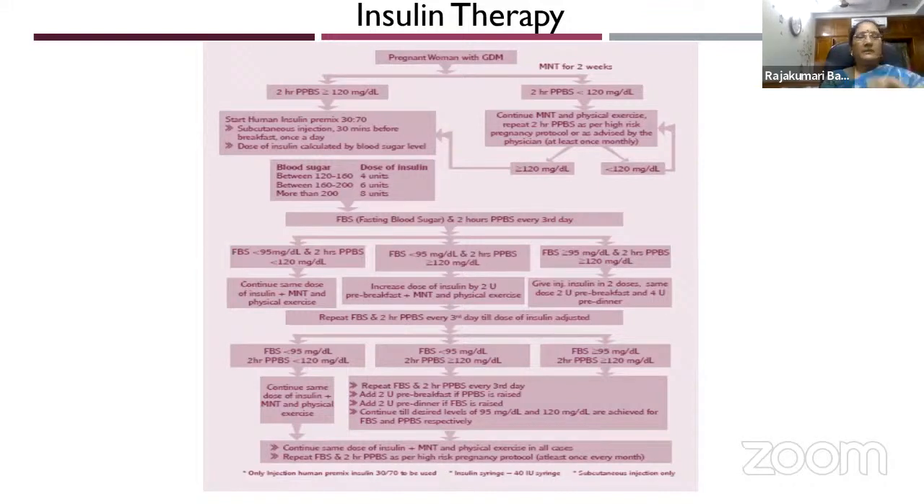If the FBS is high, then we have to increase the dinner dose. If the PPBS is high, we have to increase the pre-breakfast dose. After adjusting the dose, continue the same dose of insulin and MNT and physical exercise in all cases.